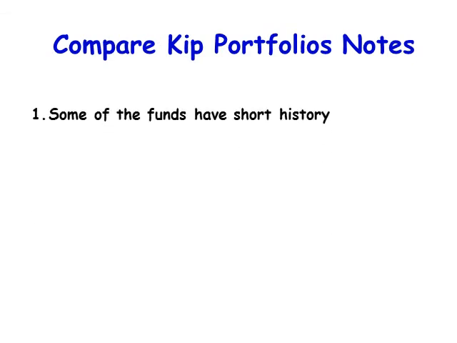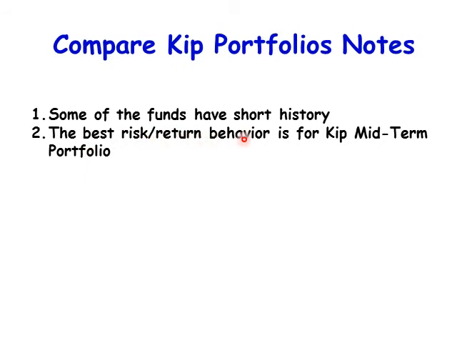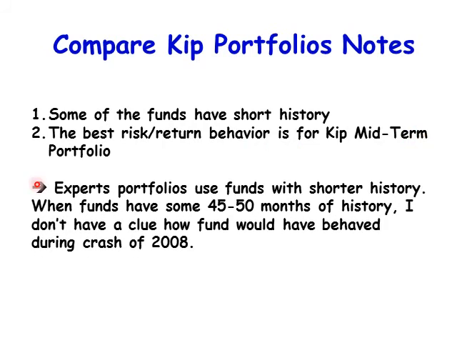Let's compare the notes. Some of the funds have short history. So the best risk-return behavior is for the Kiplinger midterm portfolio. We compared three portfolios, and this is about the best.